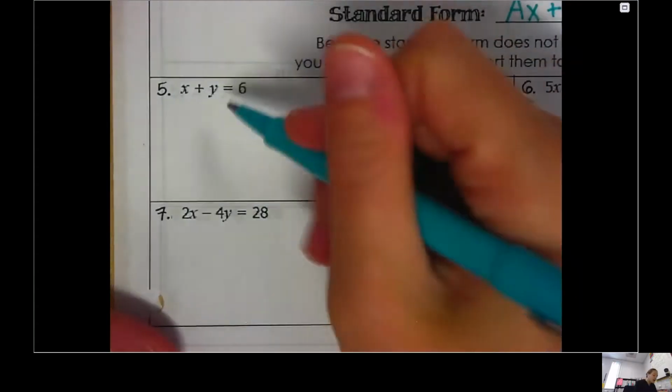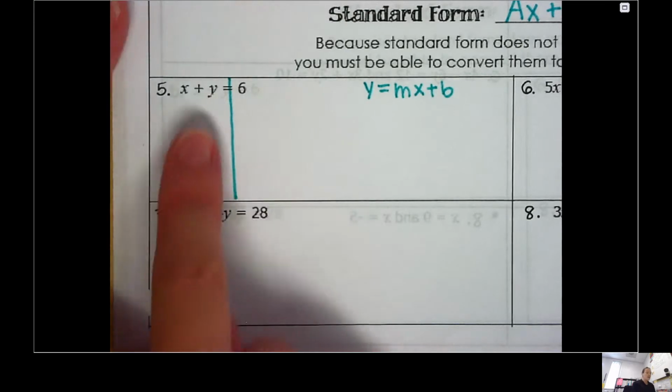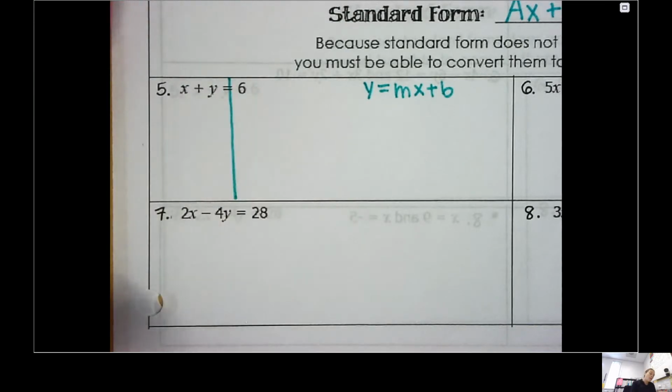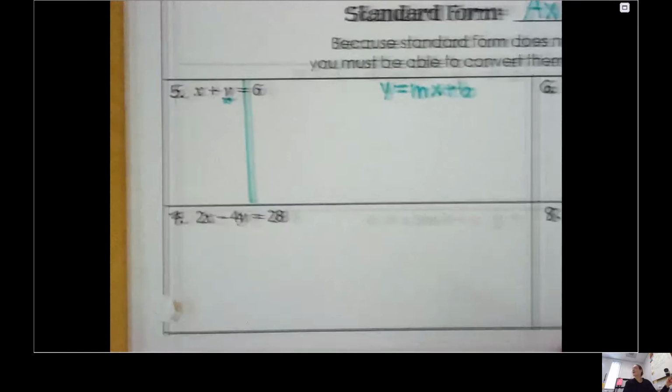Okay, so number 5, take a look. Here's my equation. Put a line down your equal sign. You've got 2 sides to the equation. I've got x plus y on the left and 6 on the right. I want to get the y to be alone. So what will I have to move so that the y can be alone? The x. Yeah, exactly.